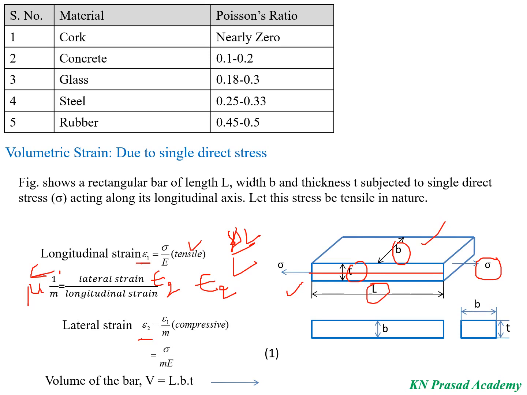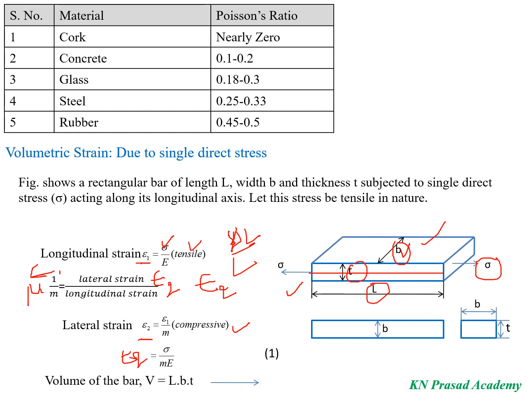Here in the lateral direction, the dimensions of the width and thickness will decrease, so the nature is compressive. We know the epsilon 1 value is the ratio sigma by E. Substituting it here, epsilon 2 will become sigma divided by m into E. And here I have to consider the rectangular bar.